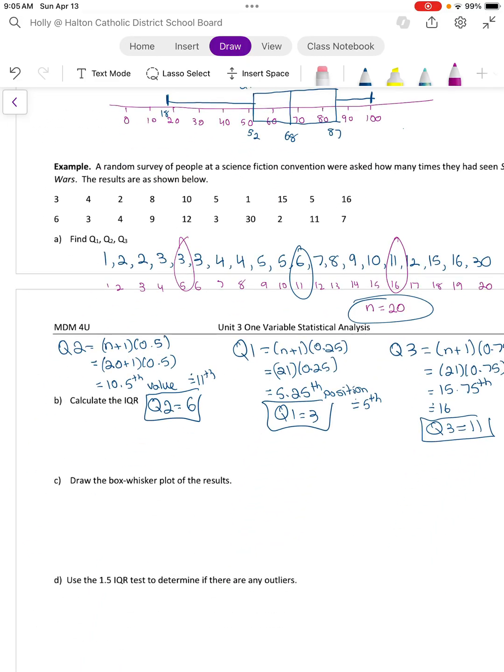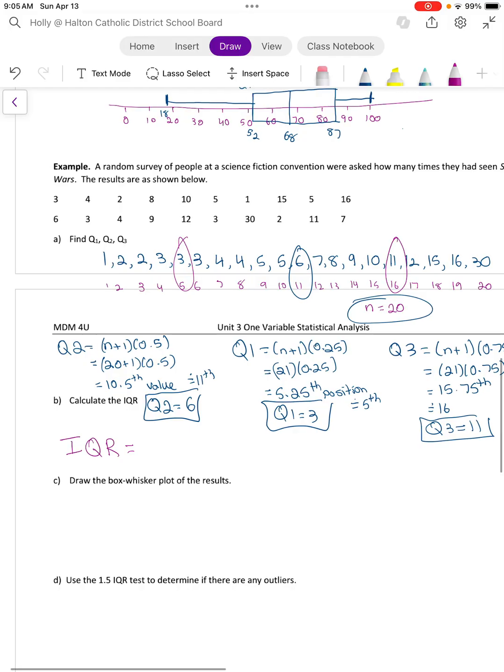I'm now going to find my IQR, interquartile range. Take your max, which in this case, let's write Q3 minus Q1. And that gives me 11 minus 3, which gives me 8. Therefore, my IQR is equal to 8.